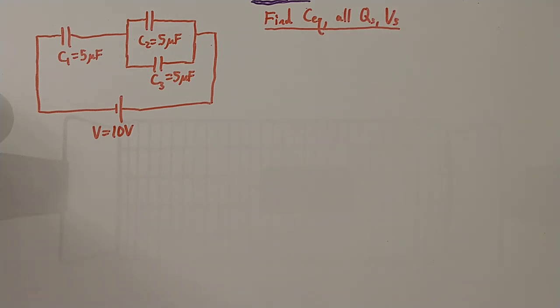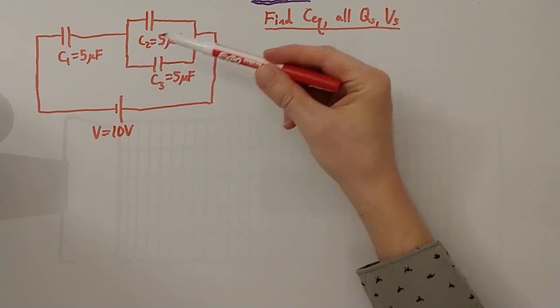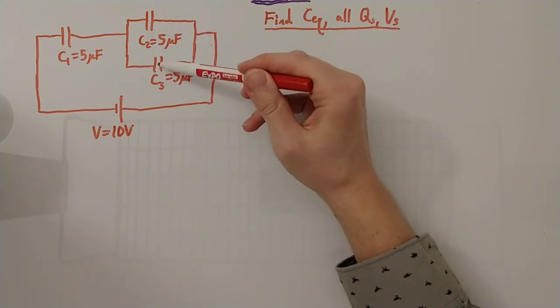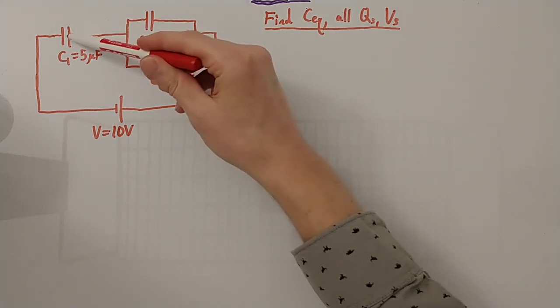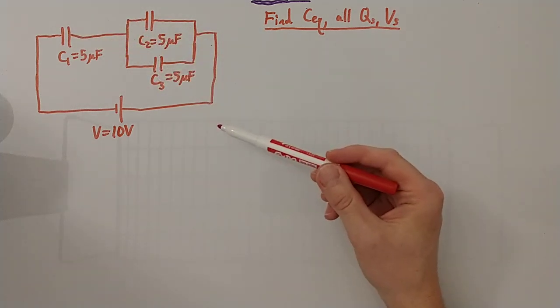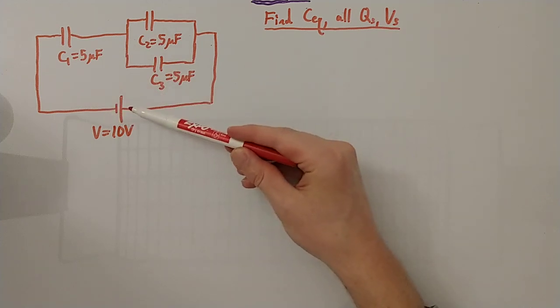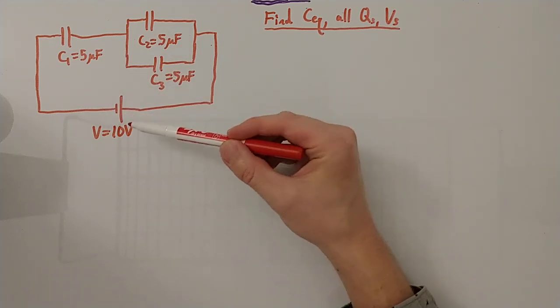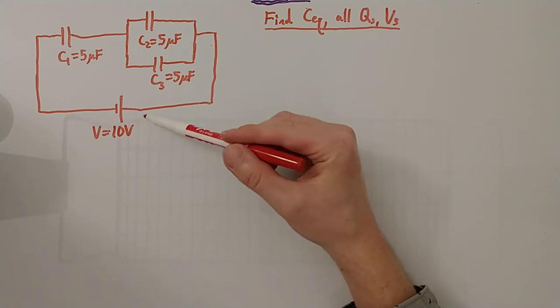In this video, I want to do a slightly more complicated example of combining capacitors and calculating equivalent capacitance. Specifically, I want to think about this circuit here where I have a couple of capacitors that are in parallel, and those capacitors in parallel are in series with another capacitor, and they're connected together with some power supply or battery that has a potential across it of 10 volts.